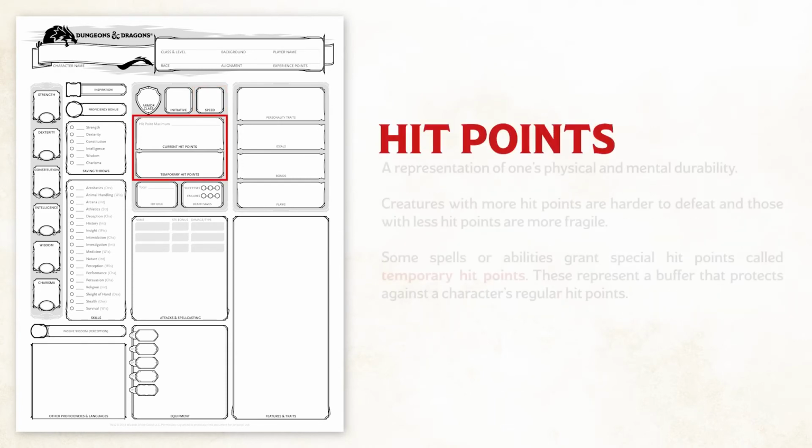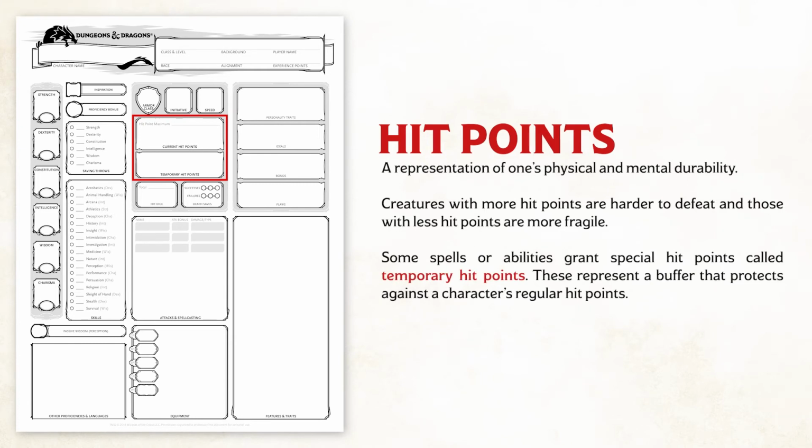Hit points. A representation of one's physical and mental durability. Creatures with more hit points are harder to defeat, and those with less hit points are more fragile. Some spells or abilities grant special hit points called temporary hit points. These represent a buffer that protects against a character's regular hit points.